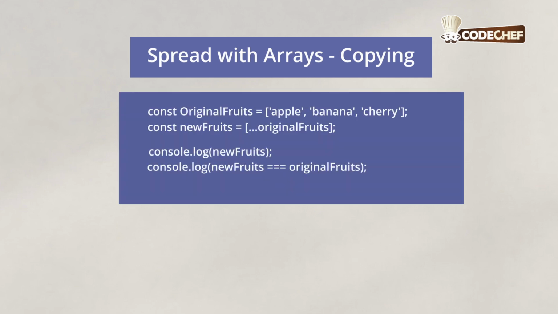Here, we are creating a copy of an array. The three dots take each element from the original fruits array and place it into the new fruits array. This creates a brand new array and not a reference to the old one. This way, it helps avoid accidental changes to the original array.